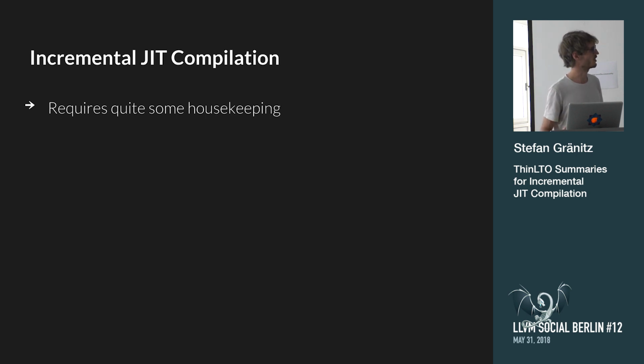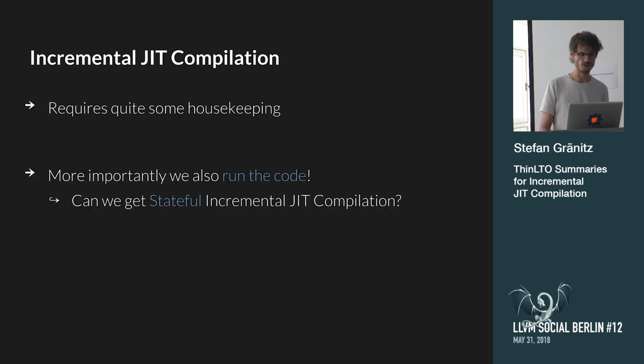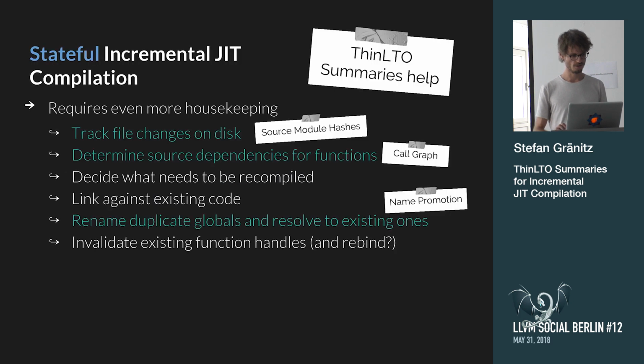So we'll remember that we need quite some housekeeping for that anyway. But more importantly, we also run the code. So the question is, is it possible to preserve the state of our function that we already compiled? Like if it has a global variable like a counter, and it counted already and it has a number inside, if we recompile and everything is fine, could we reuse that state instead of emitting a new global variable that has a reset state? That's what I would call a stateful incremental JIT compilation.